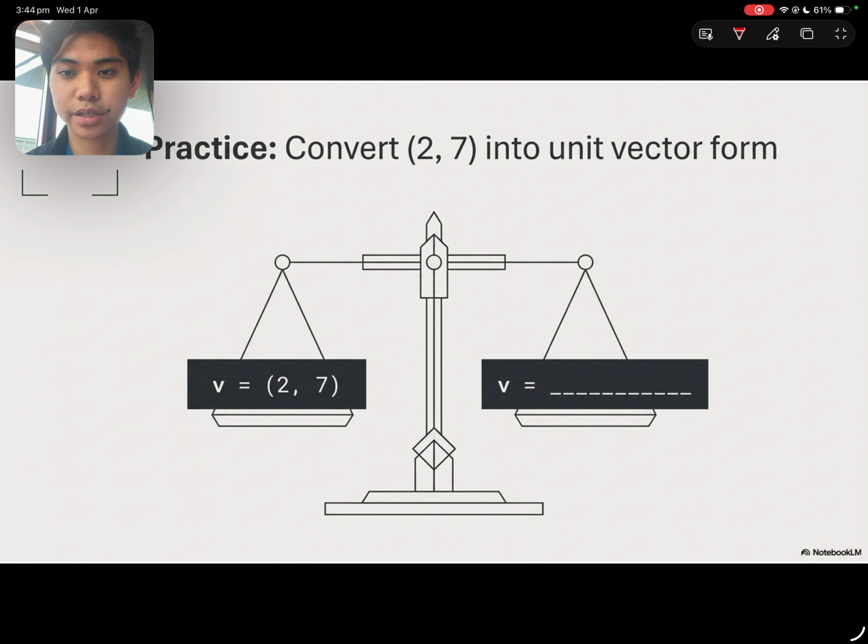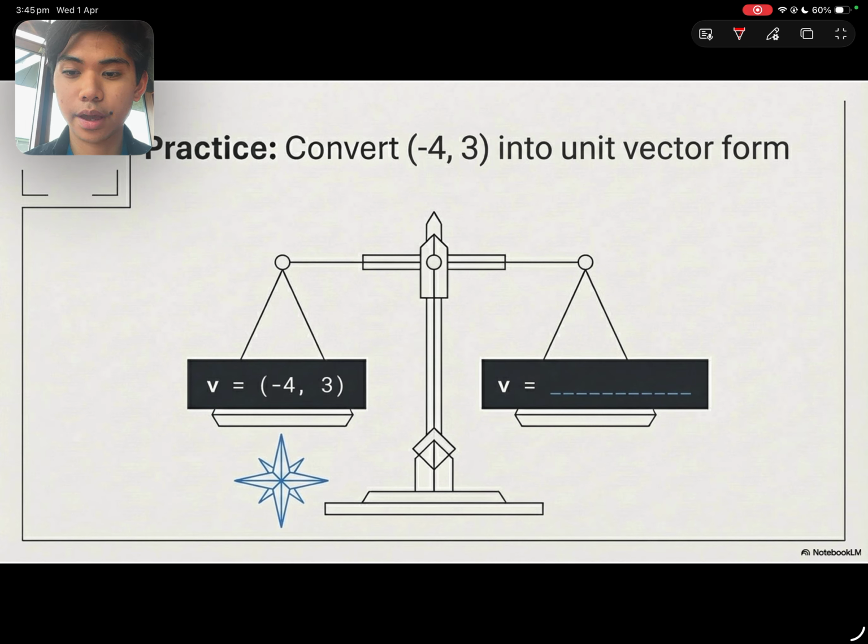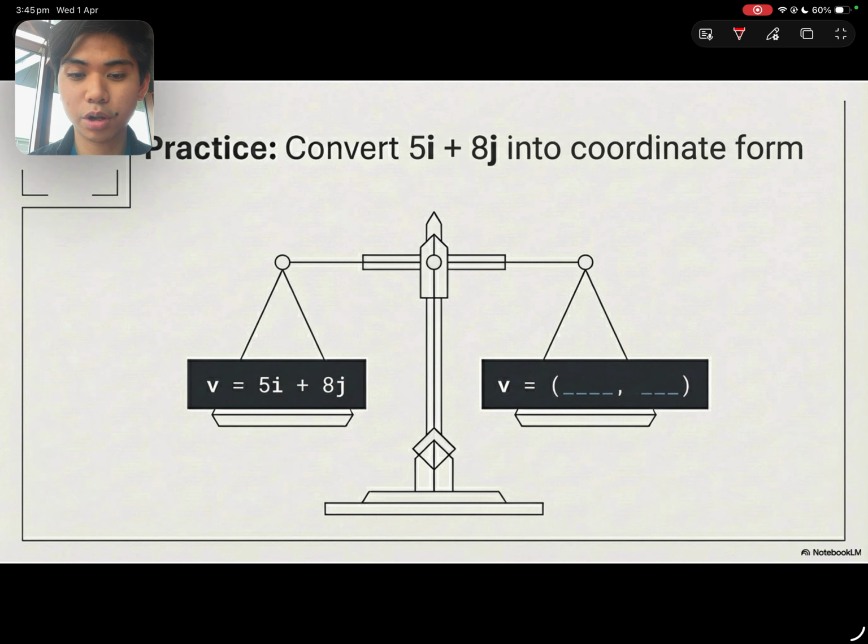So let's practice converting between coordinate and unit vector form. This would be 2i plus 7j. Again, 6i plus j, and -4i plus 3j. Pretty simple, pretty easy. Just always remember your negatives there as well.